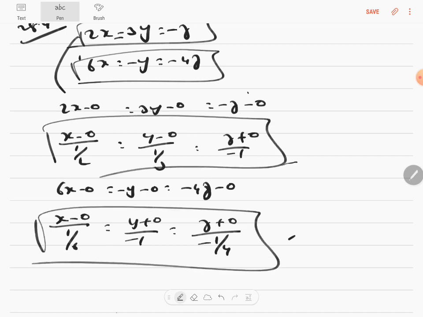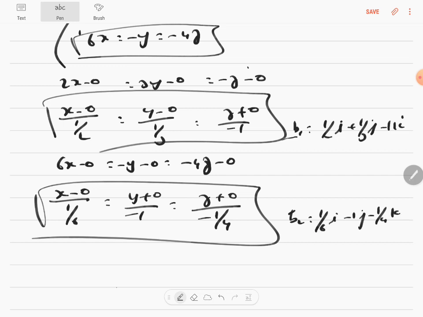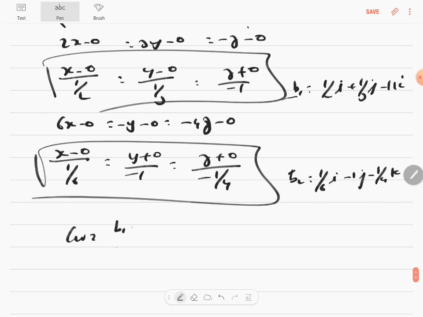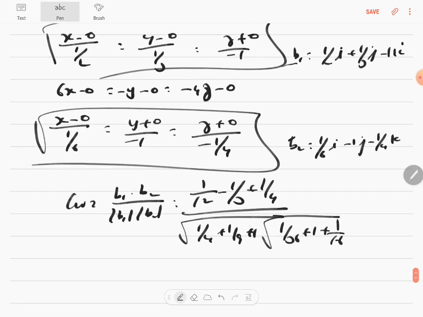Once you get that, for the angle between the two lines, you need the b1 vector and b2 vector, which is 1 by 2 i plus 1 by 3 j minus 1k, and b2 vector is 1 by 6 i minus 1j minus 1 by 4 k. So the angle between the two vectors is cos theta is b1 dot b2 by magnitude of b1 into magnitude of b2. b1 dot b2 is 1 by 12 minus 1 by 3 plus 1 by 4, by magnitude of b1 which is root of 1 by 4 plus 1 by 9 plus 1, and the magnitude of b2 is root of 1 by 36 plus 1 plus 1 by 16.